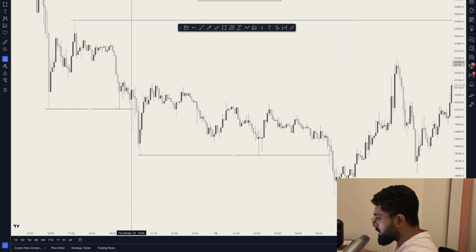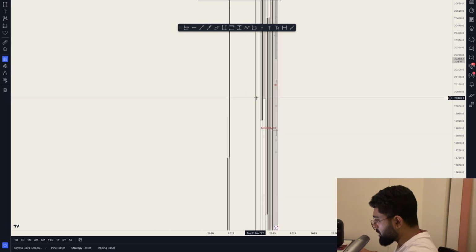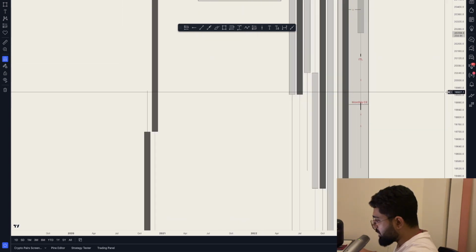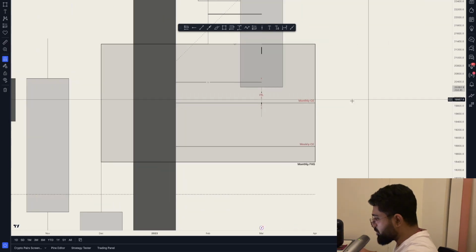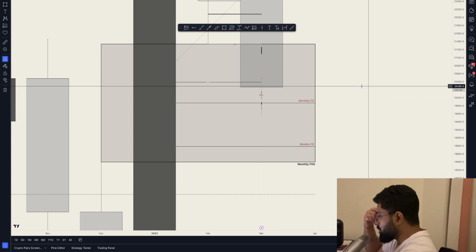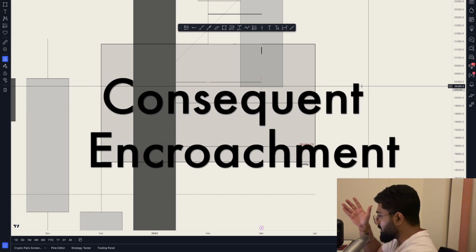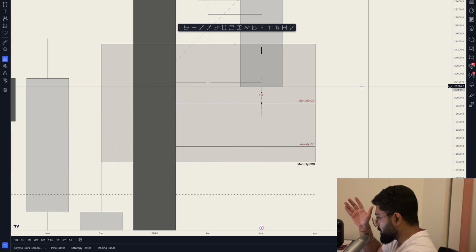Okay, so let me first just go to the monthly time frame. A lot of guys actually asked me, how did I get that level? This level, so what is it? This is the monthly CE. What is monthly CE? If you guys watch ICT, you already know what CE is. CE is encroachment. So what is the importance of this level? This is the midpoint of an FVG. That is all you need to know for now.